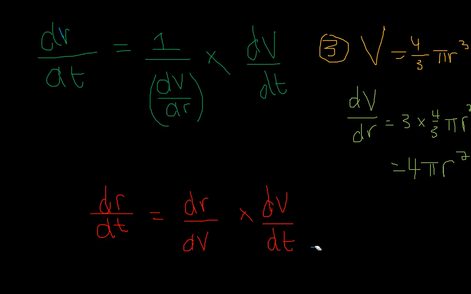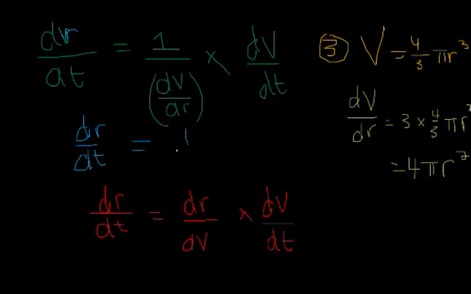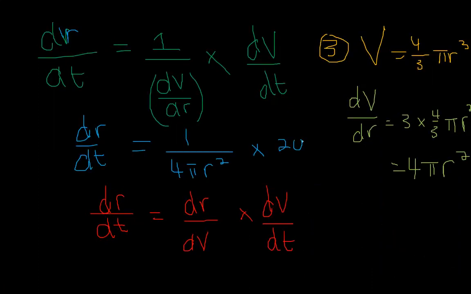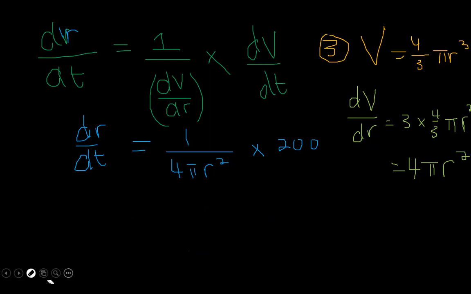Right. So now I can actually use this, okay? So let me use blue again. So dr and dt, which is what I want to find, would be 1 divided by 4 pi r squared multiplied by dv on dt. They told me that this is 200. So there was no need for me to go calculate that, right? They actually told me that at the beginning. All you do now, simplify.